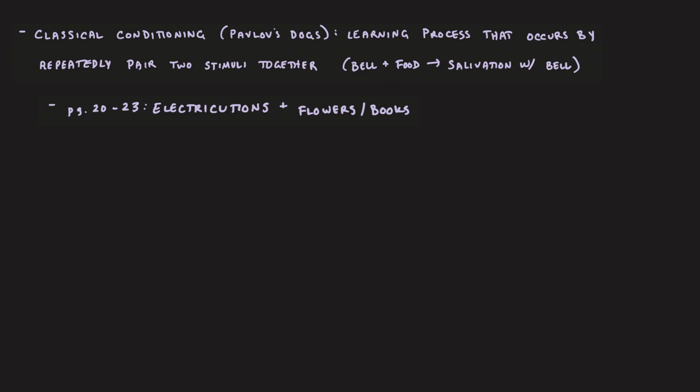Let's look on page 21 towards the bottom, and we get a little bit of explanation of what's going on here. Towards the bottom of the page, it says, "Offer them the flowers and the books again." So this is after they have done an association of electrocutions and sirens with flowers and books.